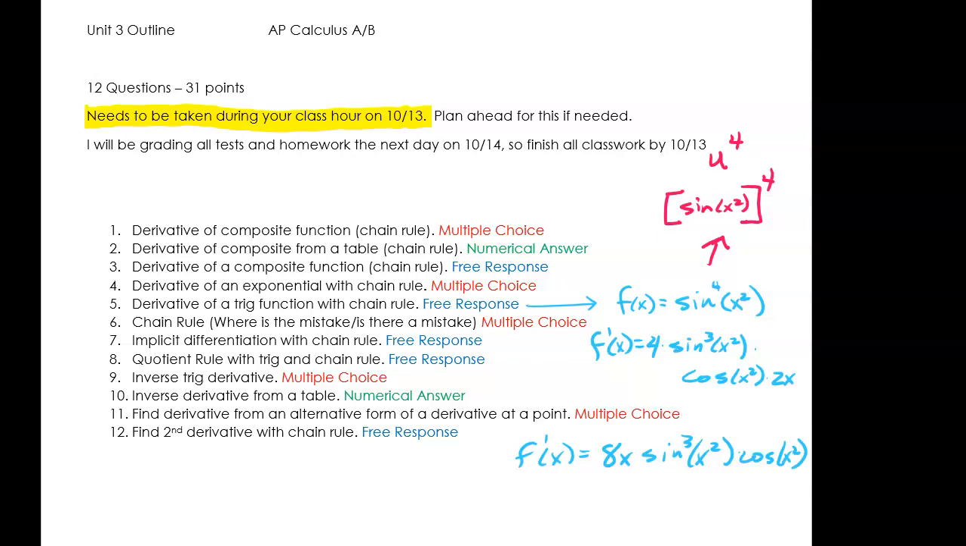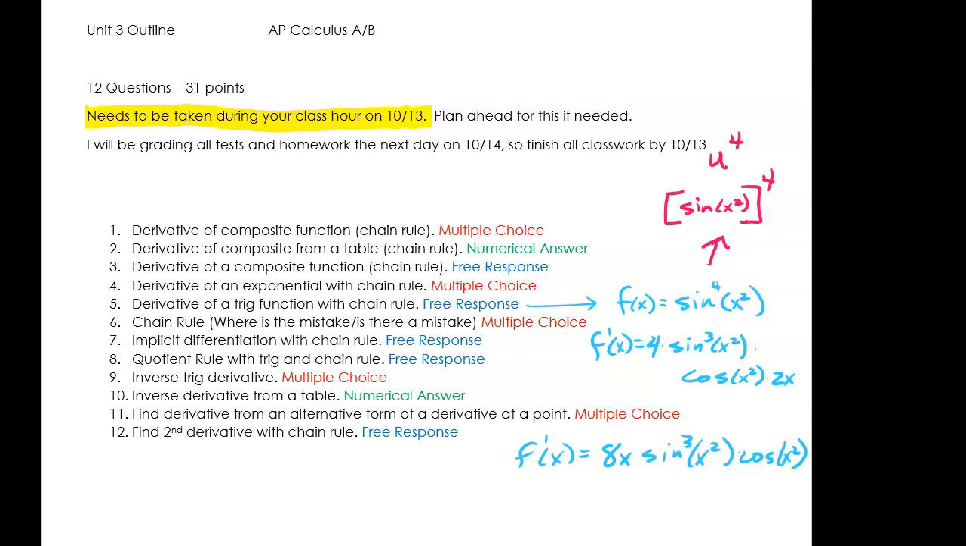Here's where I'm guessing some people forgot. I would bet some people forgot about either cosine of x squared or the 2x at the end, because it's kind of easy to forget one of them. So here's how I do this in my head, or written down.